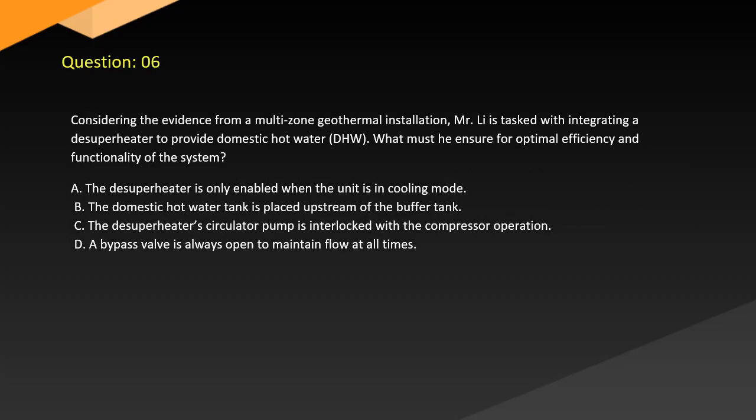Question 6. Considering the evidence from a multi-zone geothermal installation, a technician is tasked with integrating a desuperheater to provide domestic hot water. What must they ensure for optimal efficiency and functionality of the system? A. The desuperheater is only enabled when the unit is in cooling mode. B. The domestic hot water tank is placed upstream of the buffer tank. C. The desuperheater circulator pump is interlocked with the compressor operation. D. Bypass valve is always open to maintain flow at all times.